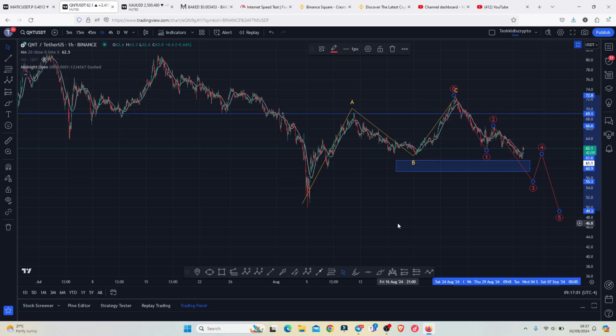So we need to be very cautious with QNT for the next coming days, and we need to continue watching above that significant key area on the Fibonaccis, which is the fib level 0.88. So let's be patient and see how that plays out, and I will be keeping you up to date.